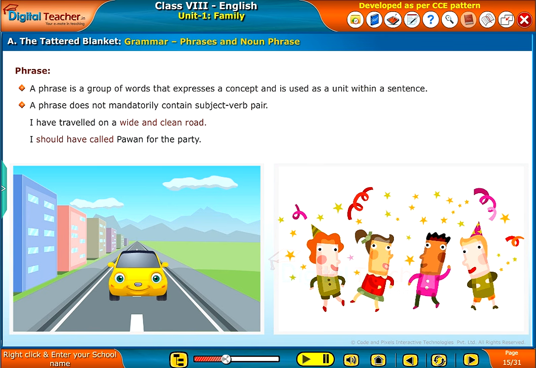Let us observe another example. I should have called Pavan for the party. Here, should have called is a group of words which together are playing a role of a verb. So we can call them together a phrase.